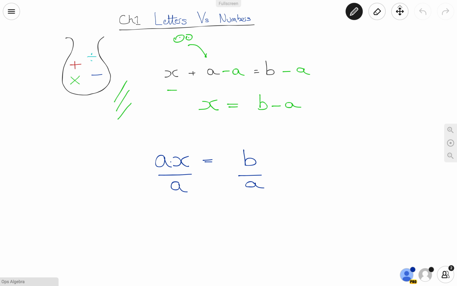All of a sudden, on the left, you've got a times x divided by a. Well, these a's are just going to cancel. A divided by a is 1, just like anything divided by itself is 1. So I'm going to get x on the left, and on the right, b divided by a. That's it. I'm just going to leave it like that. I can't do that. B divided by a. Boom. This really helps you see what's happening. So here, what we've done, we've divided both sides by a. Okay? Okay, cool. Let's have a look at another one.